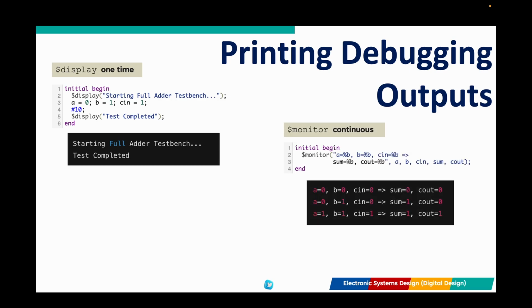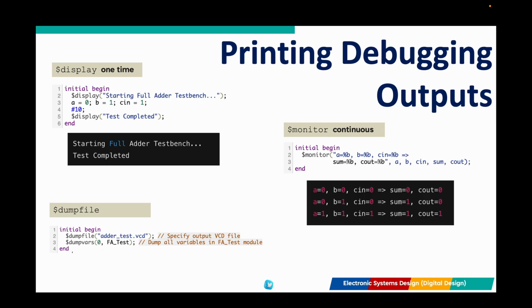If you want to track a signal over time without writing dozens of $display statements, use $monitor. This task is more intelligent. It stays active and automatically prints an update to the console every single time the value of a monitored signal changes. It's like having a live log of your circuit's activity.